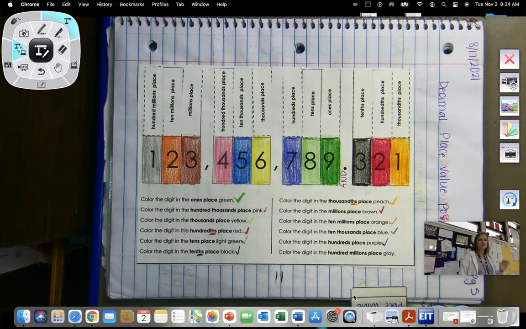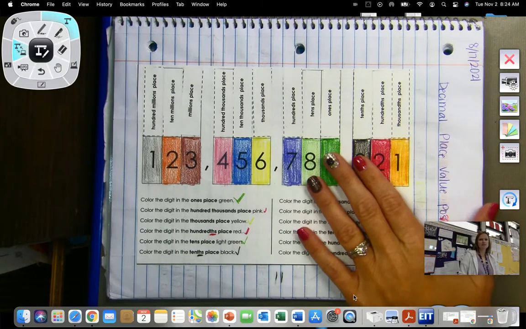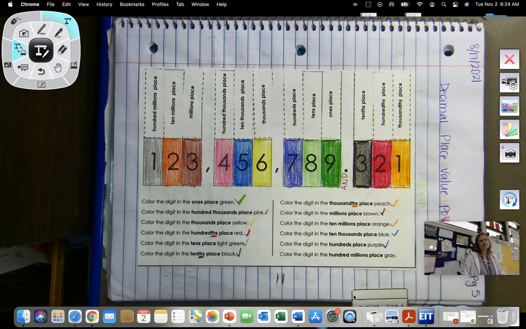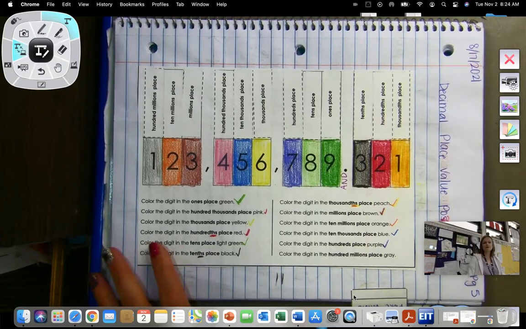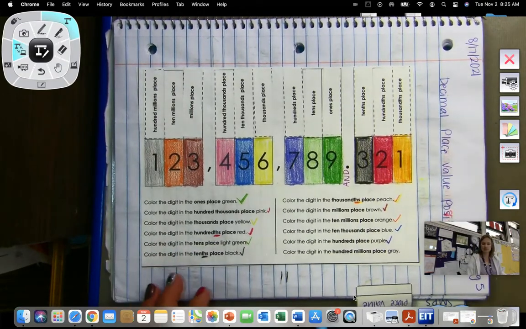Okay, good morning. So we're going to start doing decimal multiplication. What I wanted to go over first was our decimal place value chart because you're going to need to know where the place value spots are for each number. And I'll show you why in just a second.